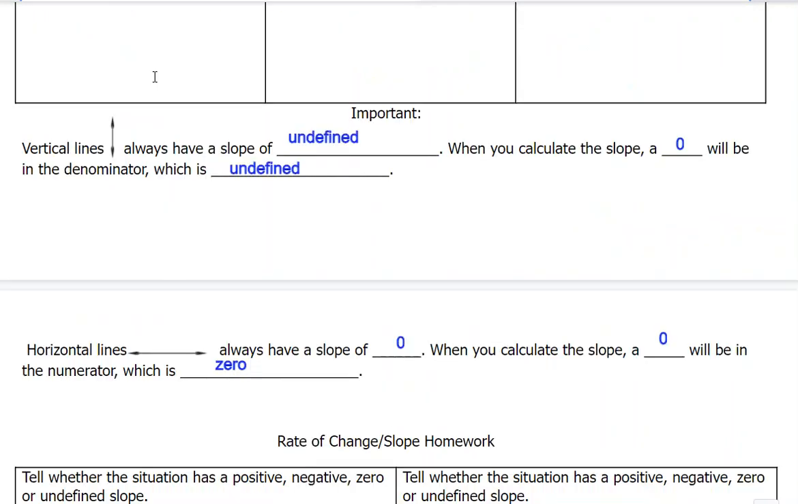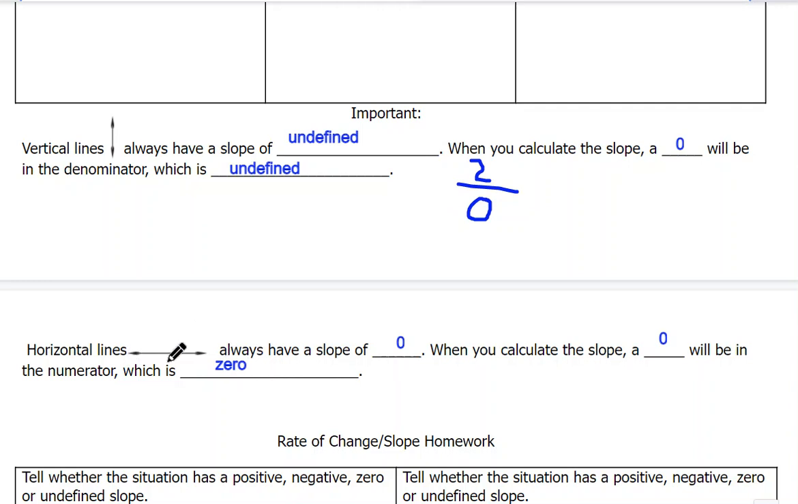All right, last thing, vertical lines, straight up and down lines, always have a slope of undefined. When you calculate that slope, you'll get a 0 in the denominator. You'll get a 0 in the bottom, right? It'll be like 2 over 0, something like that. So that means that it is undefined. You cannot divide by 0.